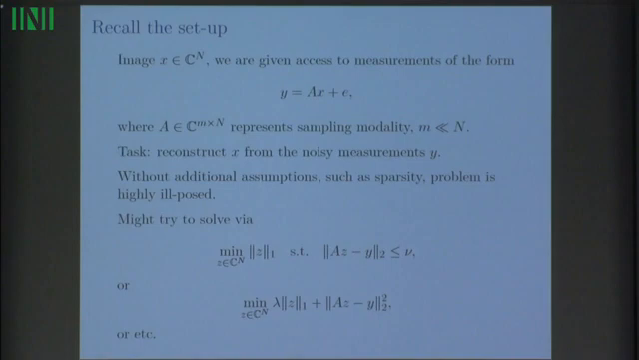So just to recall the setup, we're given some image in an n-dimensional vector space, and we want to reconstruct the image from some measurements given by Ax plus e. So A is the modality, and I'm going to assume that I'm heavily undersampled, so m is much smaller than n. And of course, without additional assumptions on your model, such as sparsity, this is a highly ill-posed problem, and you can't hope to really get anywhere.